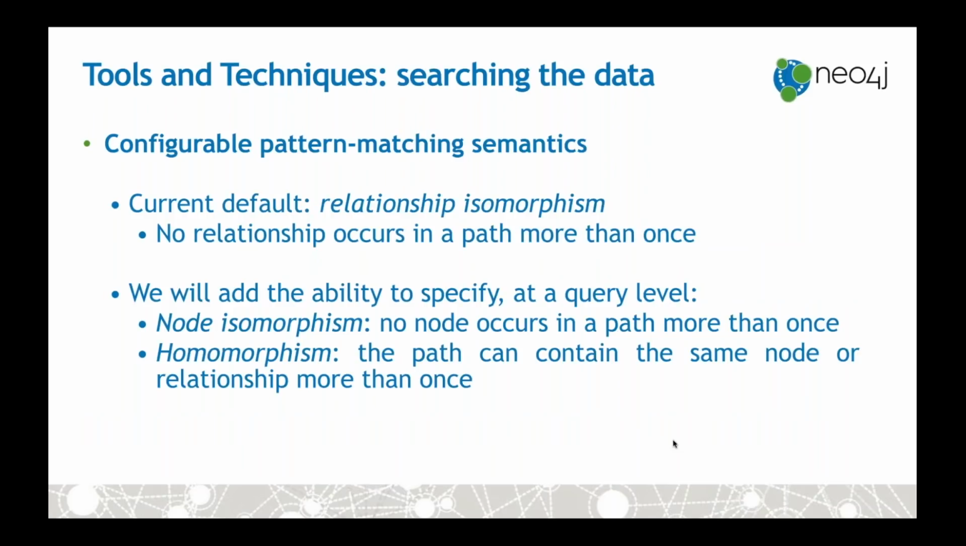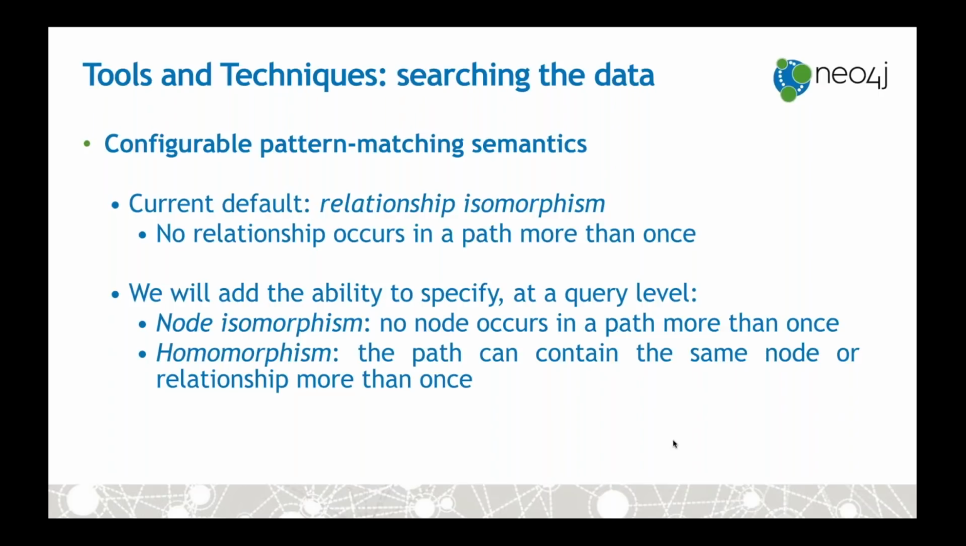So actually, running quite short on time, so I shall have to hurry a bit. The other thing we've been looking at is configurable pattern matching semantics, and it sounds like quite a fancy term, but all that is pretty much extending the way a pattern matches. Those of you who know Cypher know that at the moment we have a default, and that is that in any path, no relationship can occur more than once. So we don't ever retraverse the same relationship, essentially.